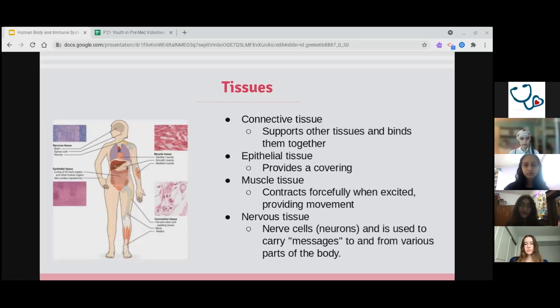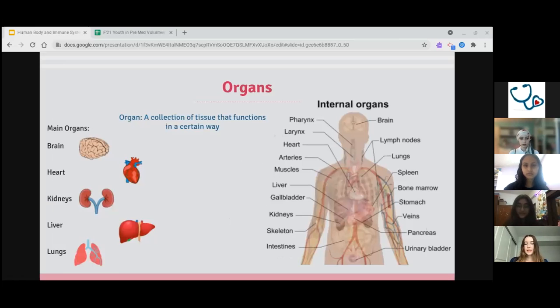Next, we'll talk about the organs. In the human body, there are many different organs that make up the body systems. Organs are a collection of tissue that function in a certain way to help the body system do its job. The major organs are the brain, heart, kidneys, liver, and lungs. You most likely know all these organs and what they help you to do. These are the most vital organs of the body. For example, your liver is connected to your digestive system, while your brain is connected to your nervous system.